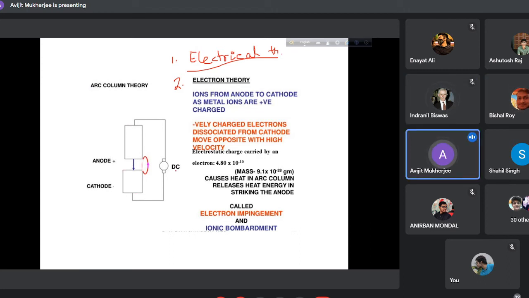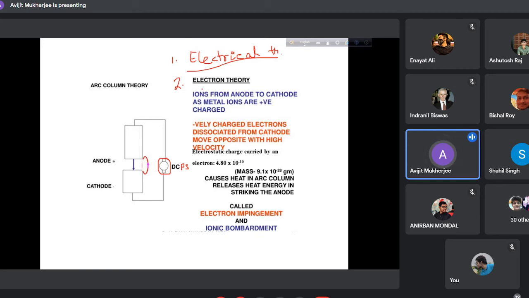That's why when the column theory or arc column theory is discussed, it is discussed on the basis of DC. Say I have a DC power source, DCPS. It is written in books like this. This is the symbol that is used for a power source. And this is one cable connected with the positive terminal, another cable connected with the negative, or cathode.